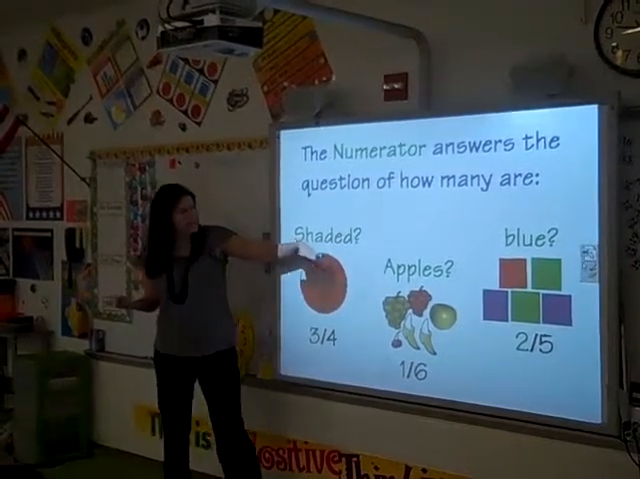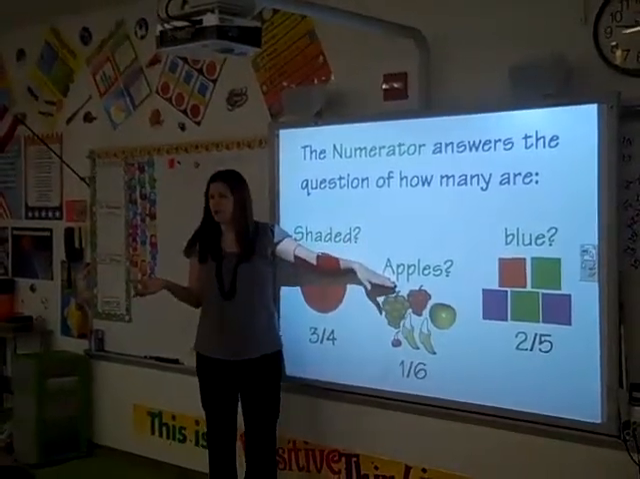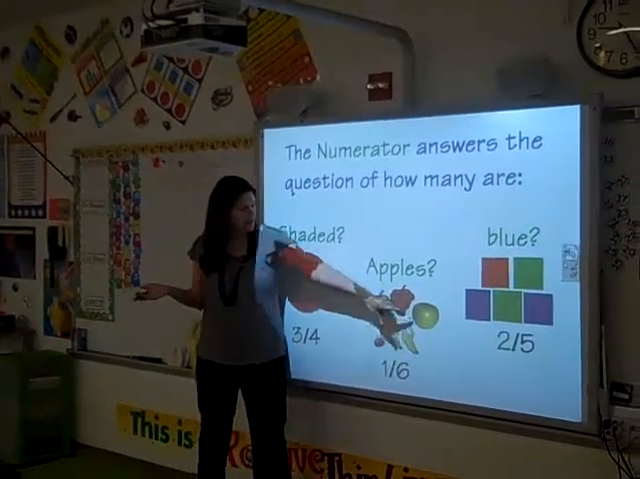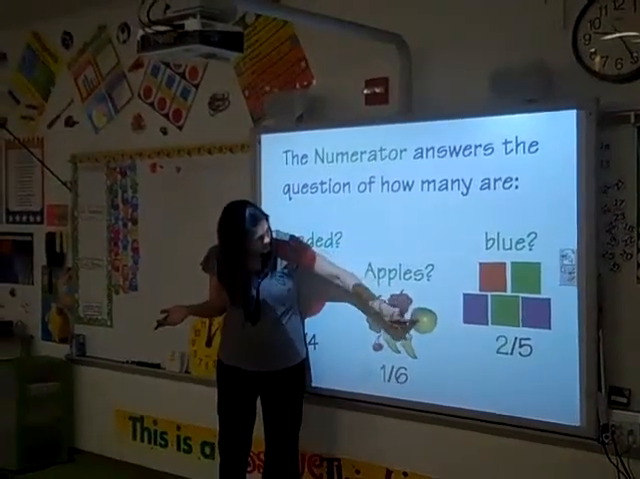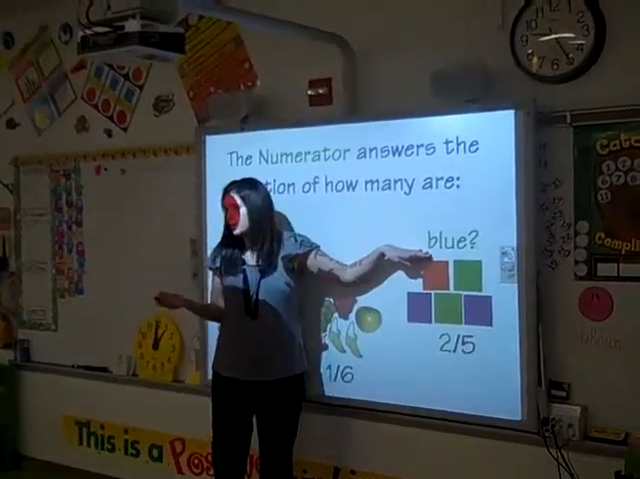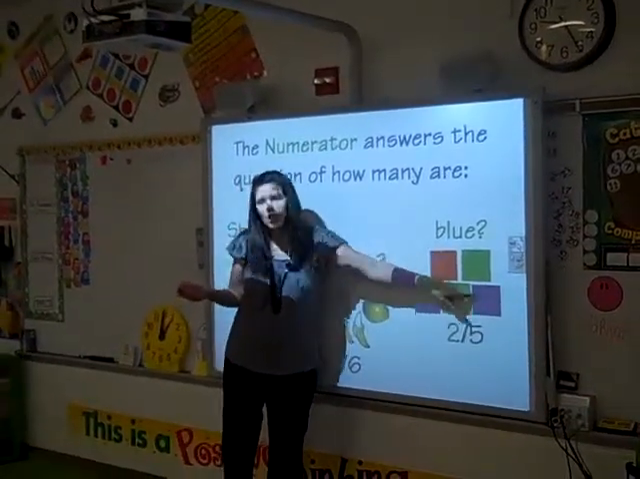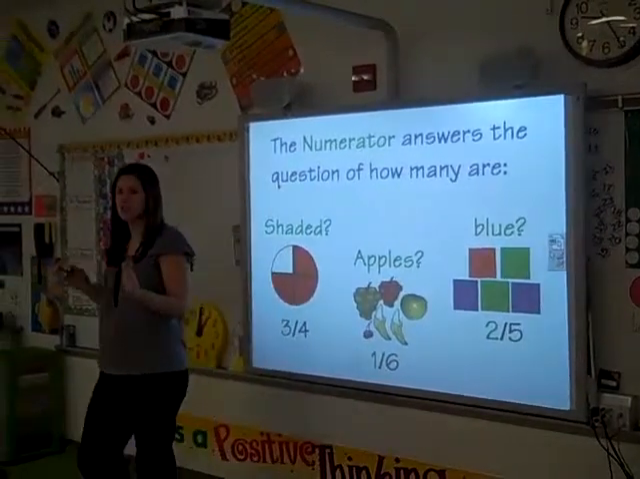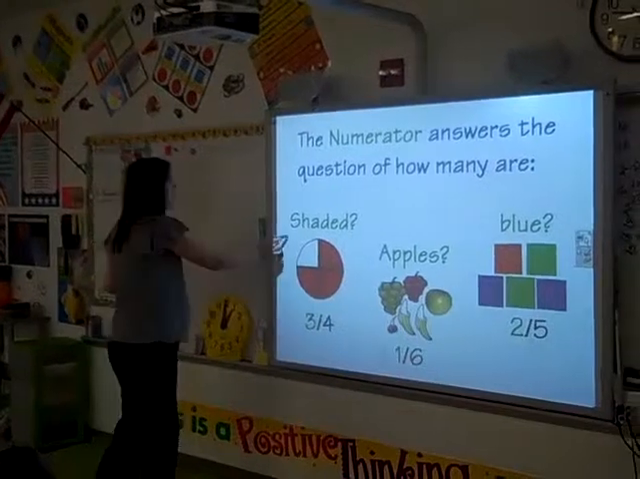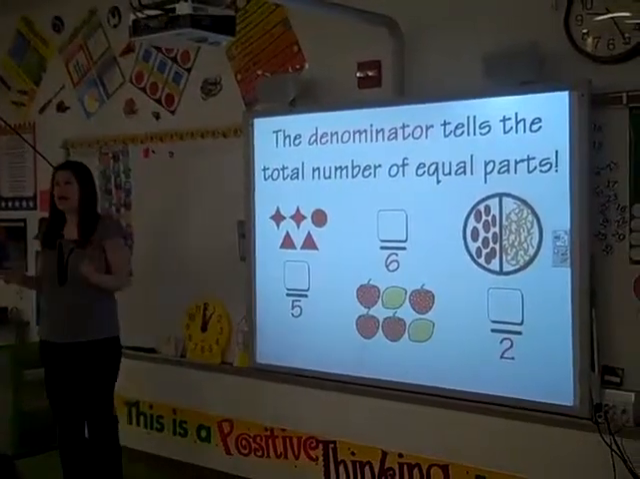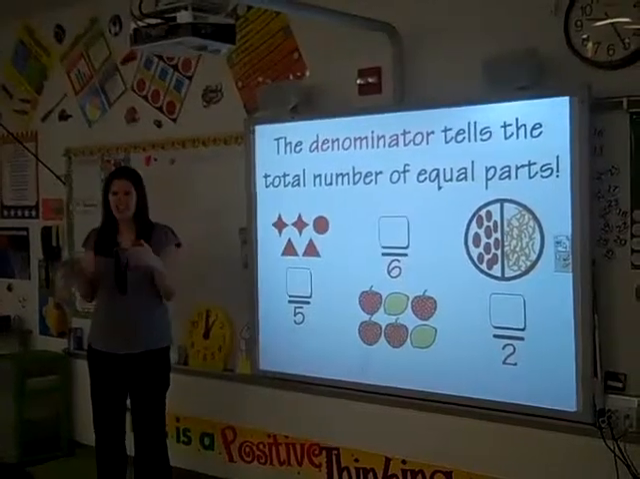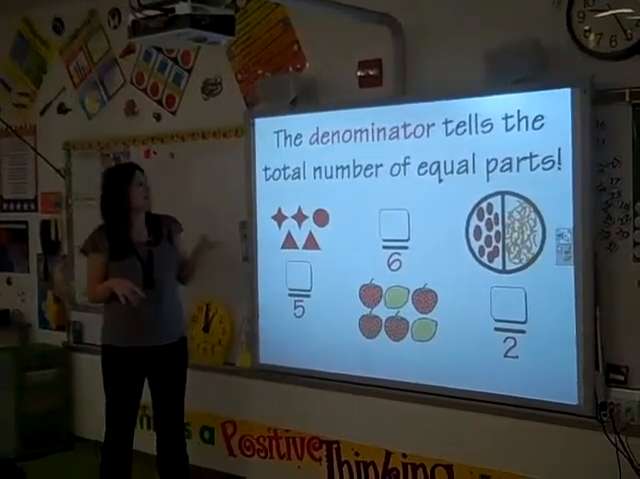3. Okay, this one says how many are apples. What would your numerator be? 1. How many apples? 2. 1 apple. Where do y'all see another apple? 1. Alright, how many are blue? 2. So do you see how the numerator can change depending on what they're asking for? Yes? Okay. The denominator, however, will not change no matter what they're asking for. Shaded, unshaded, apples, oranges, it doesn't matter.